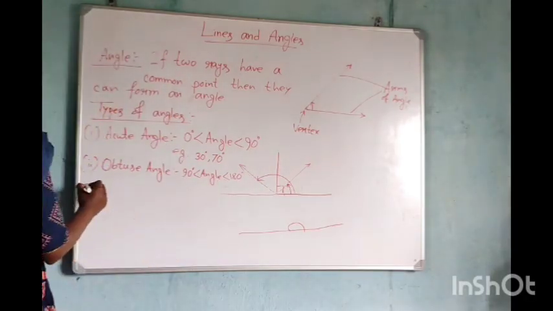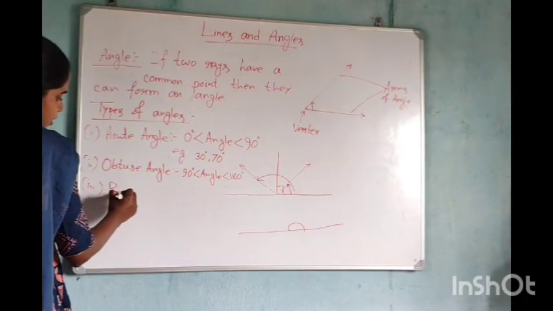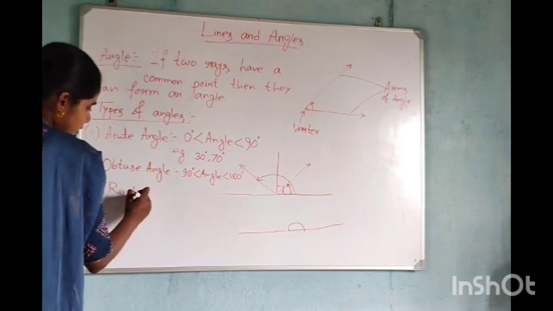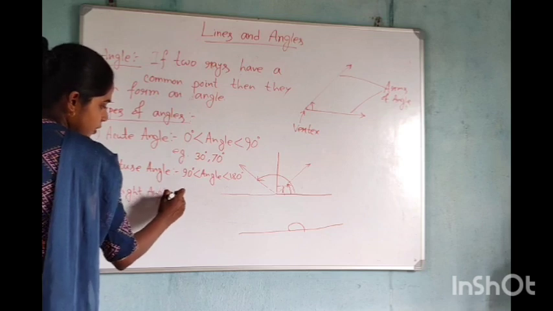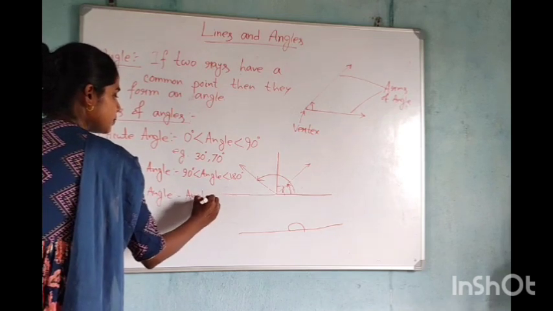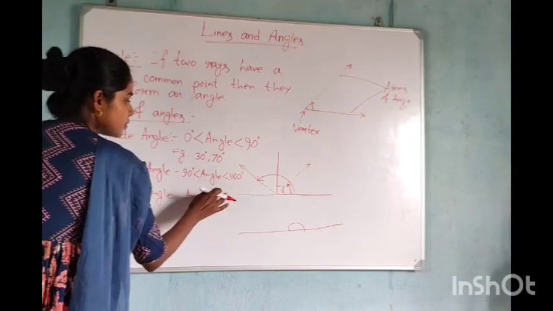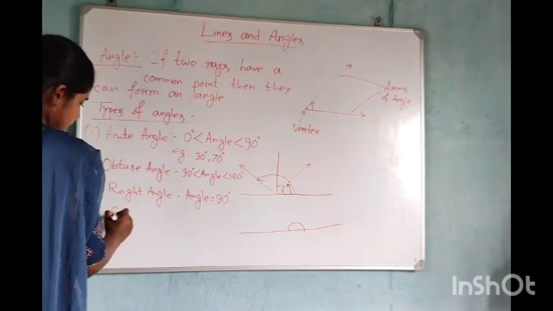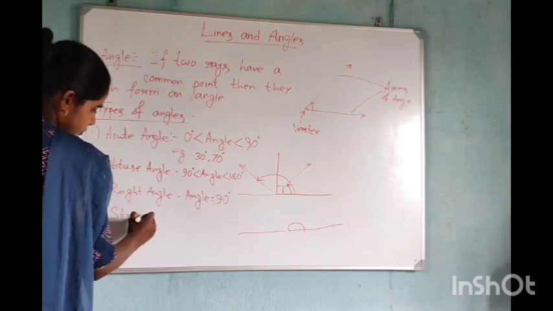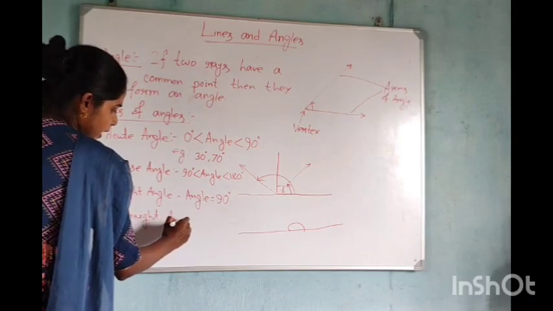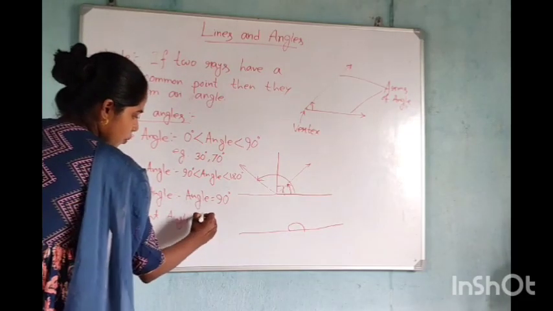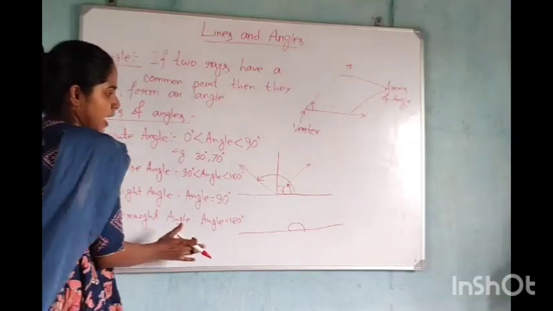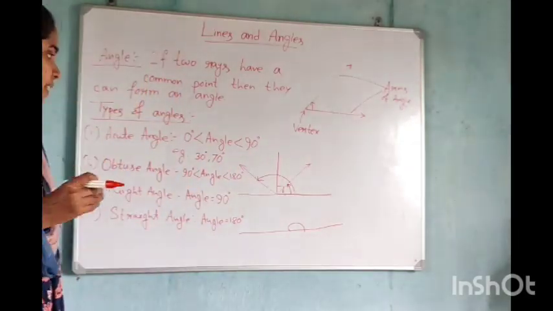Okay. So what is a right angle? A right angle is when the angle is 90 degree. Straight angle is when the angle is 180 degree. Okay. Now another angle is left, that is called the reflex angle, that we will see.